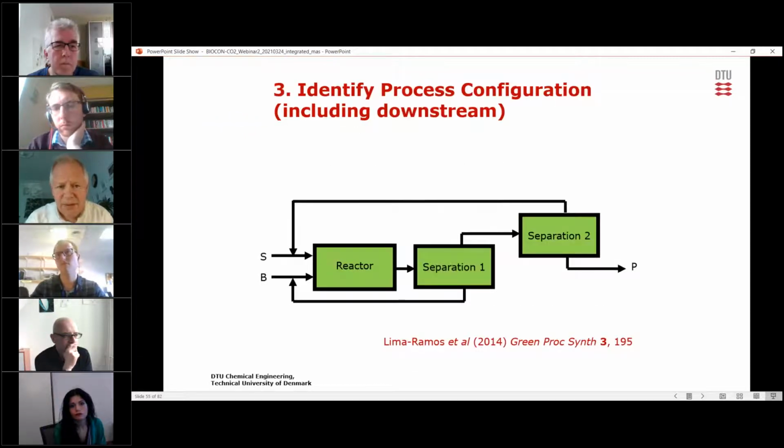Then the last part of this really concerns the process configuration. And by that, I simply mean we also need to take into account the downstream processing, how we're going to do the separation of everything, and how we're going to do the purification. The concentration that comes out of the reactor is very important for determining how easy or difficult that separation will be. So we should not forget the downstream processing part as well. Next slide, please.